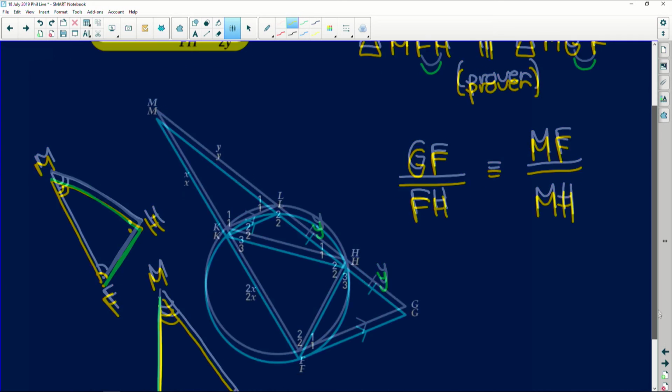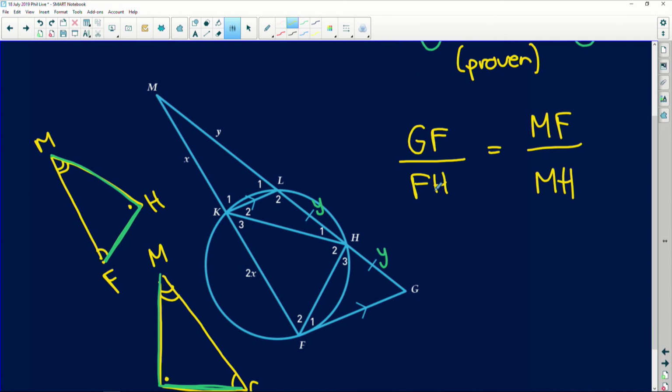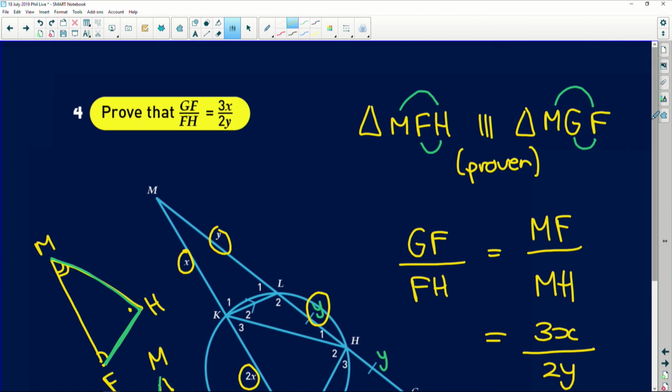Okay, so let's finish with this proof. GF over FH is equal to MF over MH. MF is this whole side here, which is 3x, because x plus 2x is 3x, all over MH, which is y, plus another y, which is 2y. And that's easy peasy. Nice proof over there. That's exactly what we're looking for. Okay.